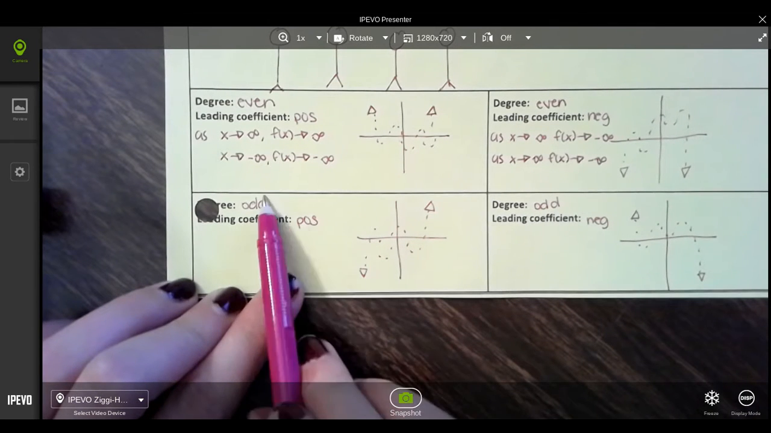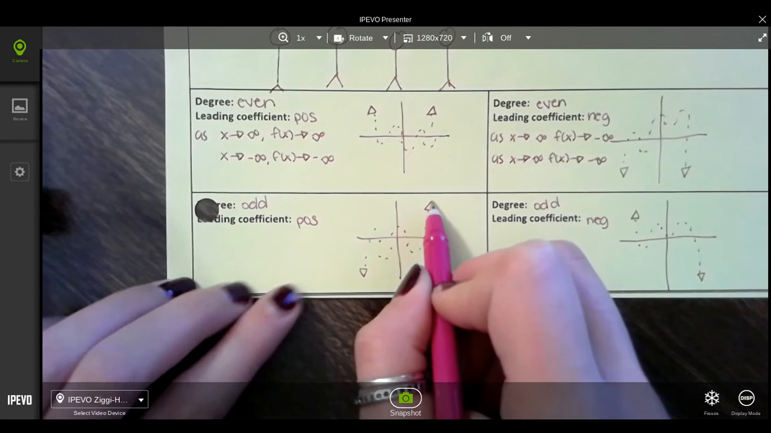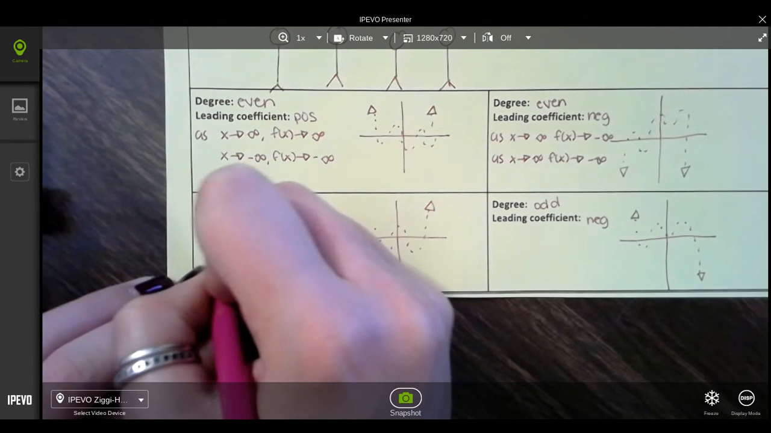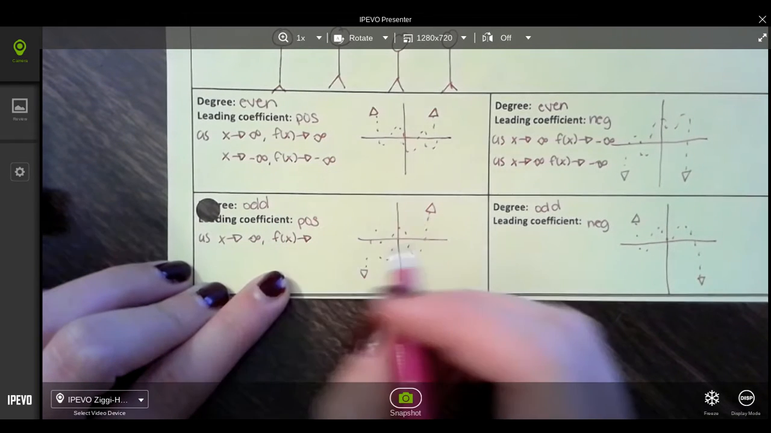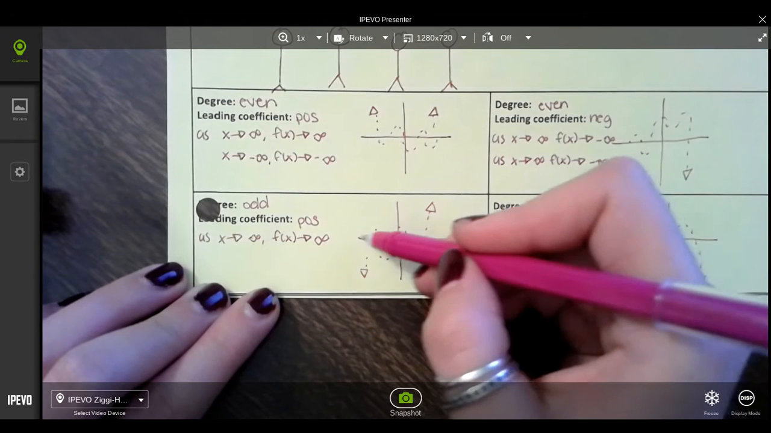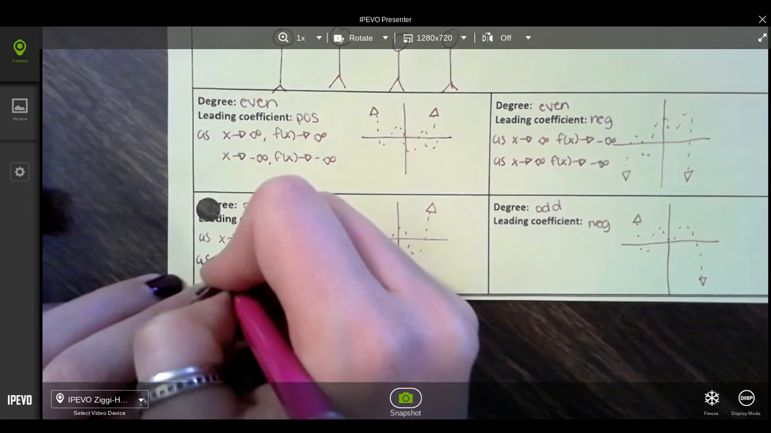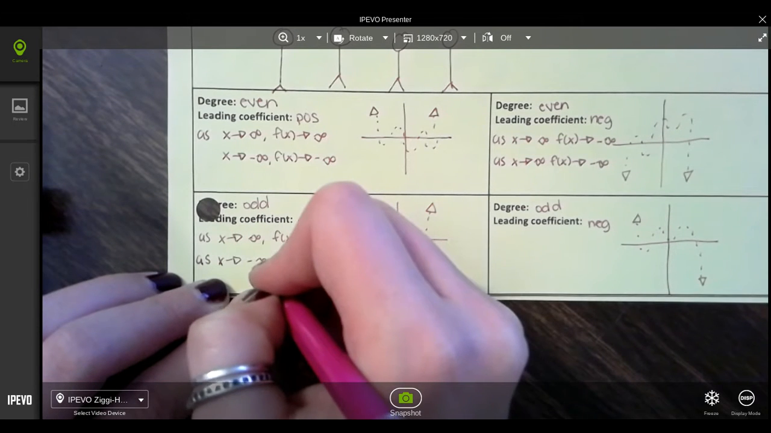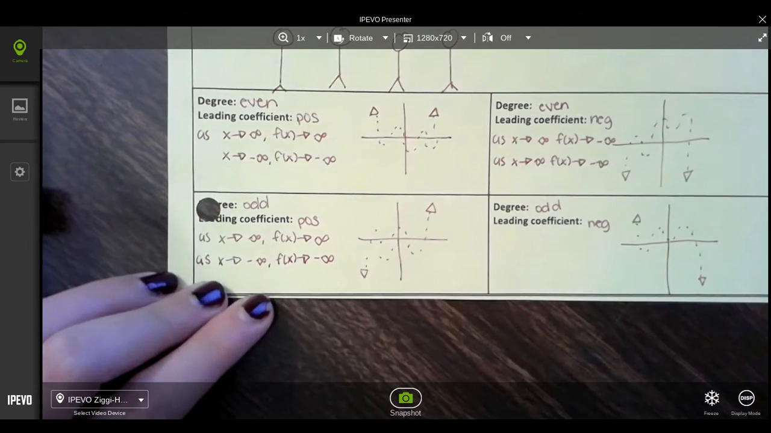For this one right here, when it's odd positive, when x is going to infinity, f of x is going up to positive infinity. So as x goes to infinity, f of x goes to positive infinity. When x is going to negative infinity, f of x goes down to negative infinity.